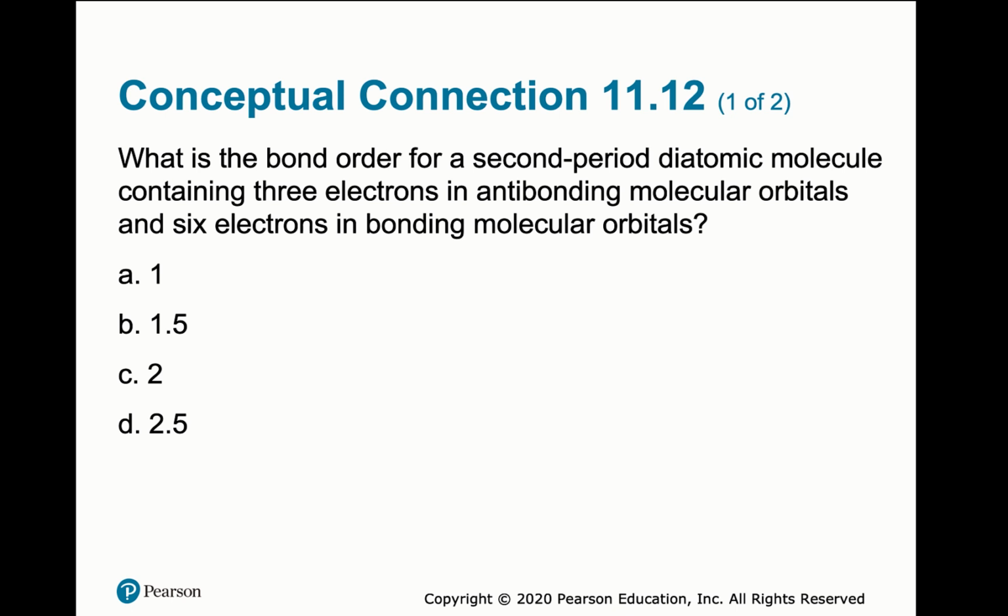So, what is the bond order of a second period diatomic molecule containing 3 electrons in antibonding orbitals and 6 electrons in bonding orbitals? So 6 bonding minus 3 antibonding, that quantity divided by 2, is 1.5.